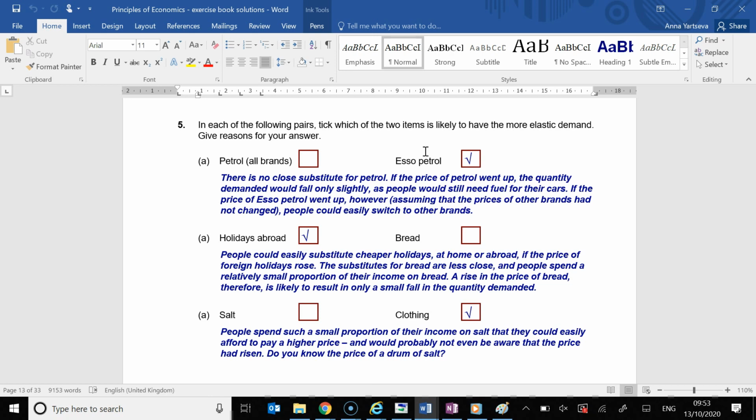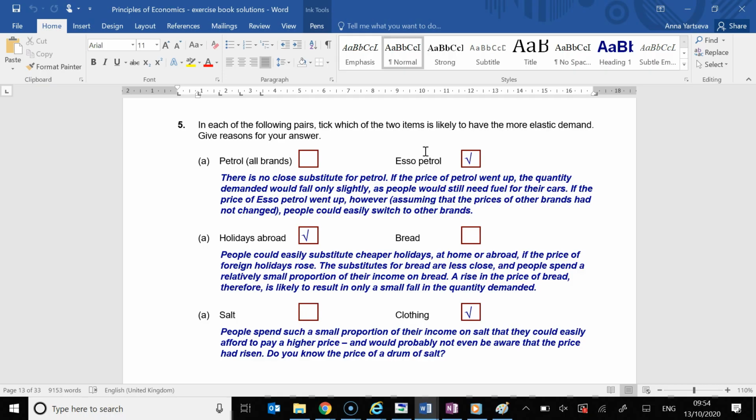Okay, next, holidays abroad and bread, which is likely to be more elastic? Holidays abroad is likely to be more elastic. Again, for two reasons. First of all, because there are more substitutes for holidays abroad. If holidays abroad are too expensive, you can switch to a different destination. For example, if Turkish holidays become expensive, you can travel to Italy or to France. Or even if all holidays abroad become far too expensive, maybe because of the exchange rate of the pound, which depreciated dramatically, you can have nice holidays within the UK. You can still have a good time and enjoy yourself. So you won't lose out that much.